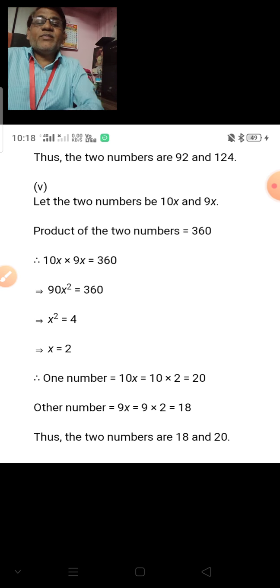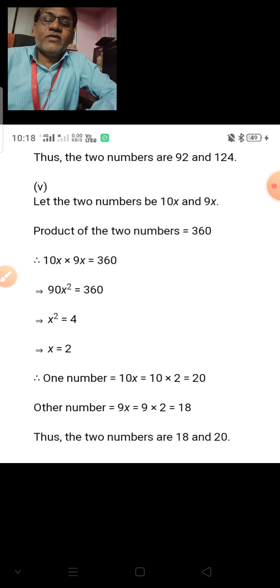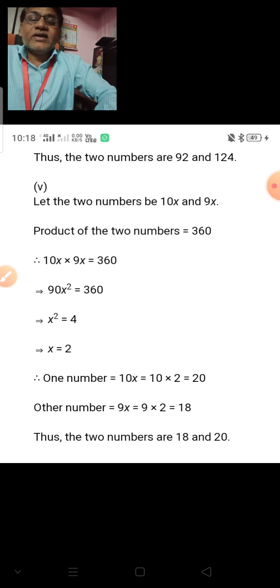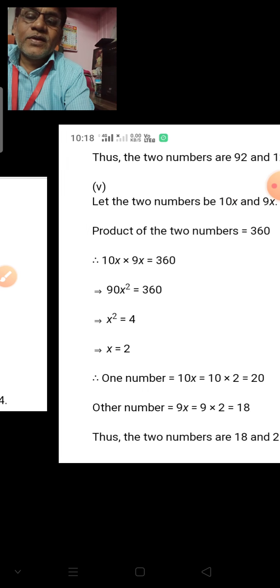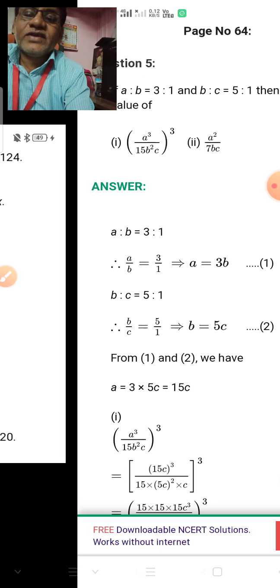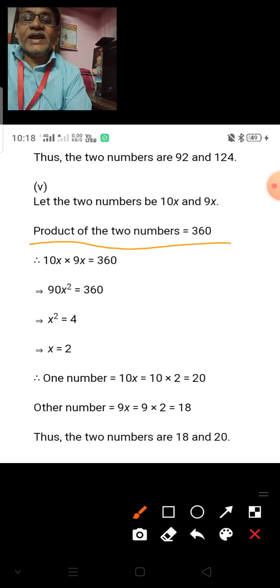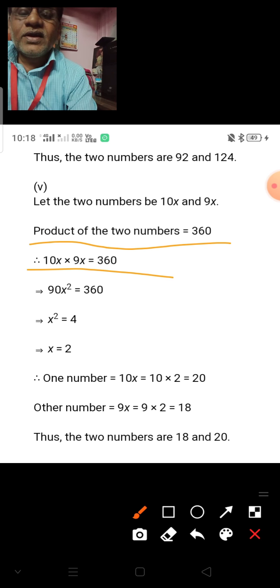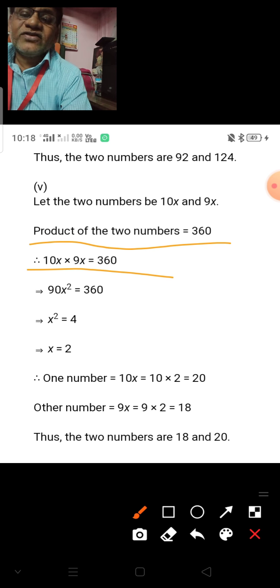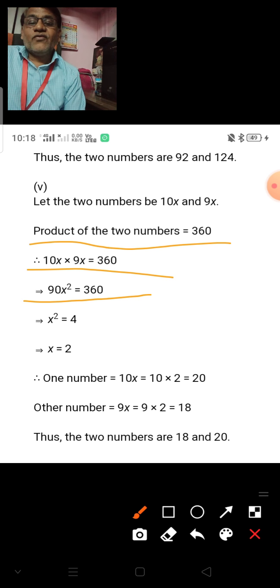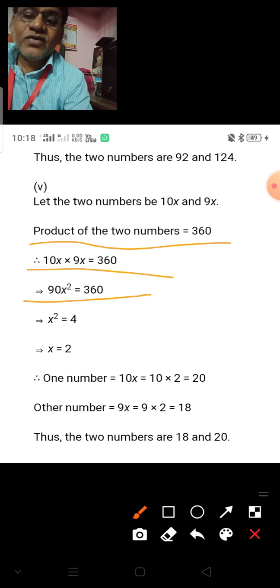Let the two numbers be 10x and 9x, because the ratio is 10 is to 9, and the product of the numbers is 360. So see here, the product of the numbers is 360. Therefore 10x into 9x is equal to 360. So 10x into 9x is 90x square is equal to 360. So when we divide 360 by 90, you get 4. So x square is equal to 4.